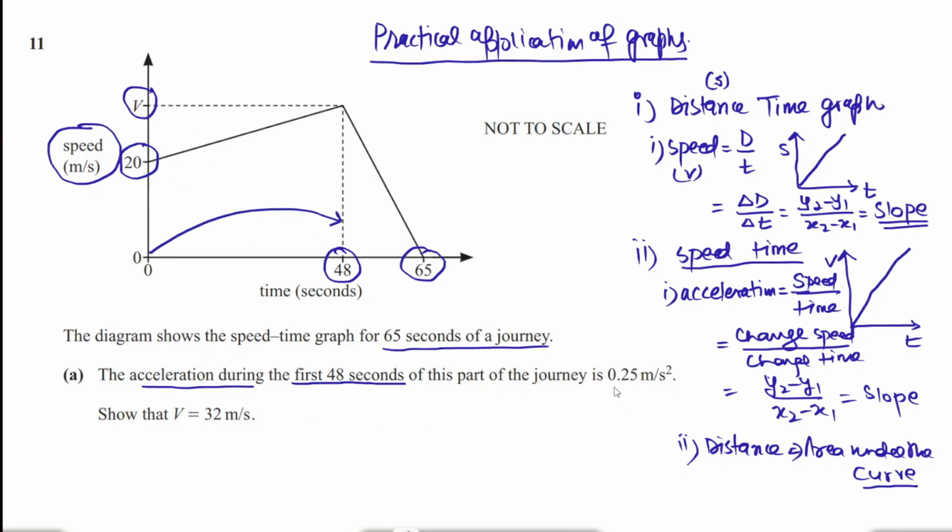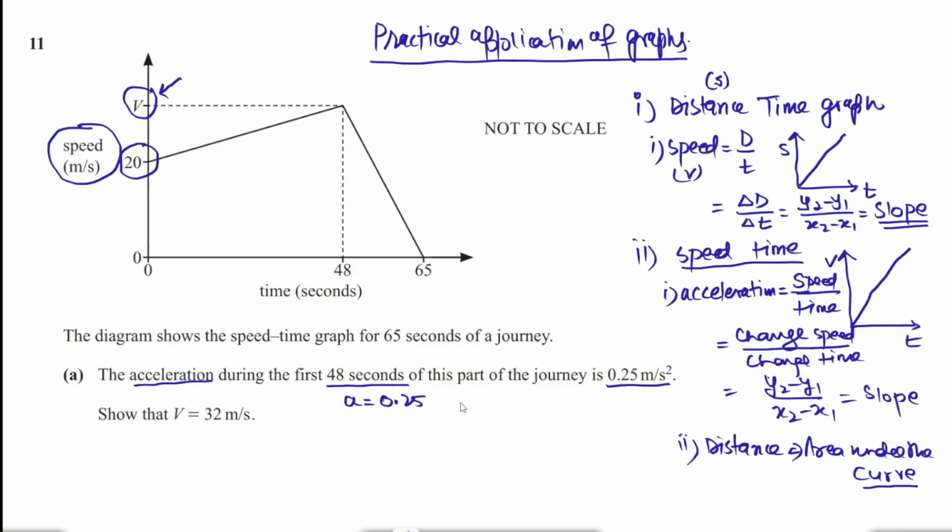The acceleration had been given as 0.25 meters per second squared. What is acceleration? Acceleration is change in speed with respect to change in time.